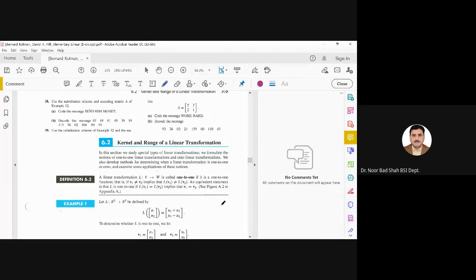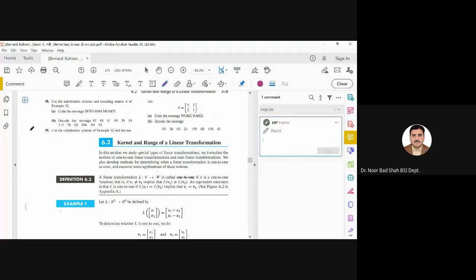If you remember from functions, we say a function f is 1-1 if distinct elements have distinct images. That means if you have x1 not equal to x2, two distinct elements, then the values of the function must be different, f of x1 not equal to f of x2, and obviously vice versa.